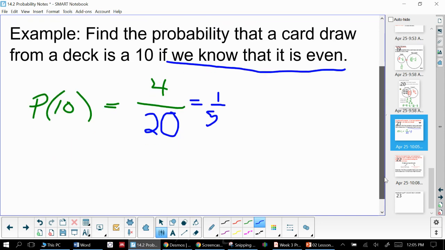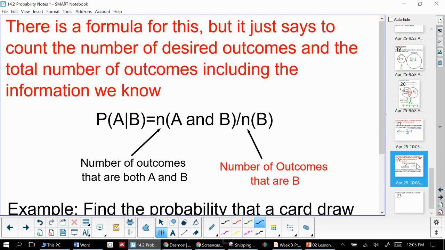Now let's take a look at the mathematical definition. I would not use this. I find this confusing. So the formula here says the probability of A, given that we know B, is the number of ways that A and B can be true, divided by the number of ways that B can be true. And if we unpack that, that's exactly what we just did.